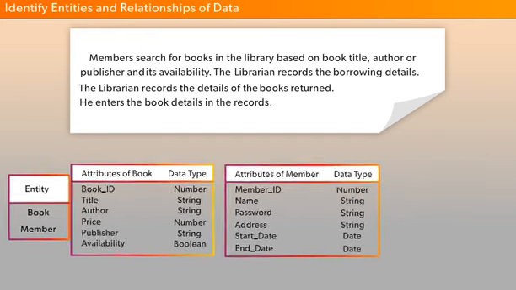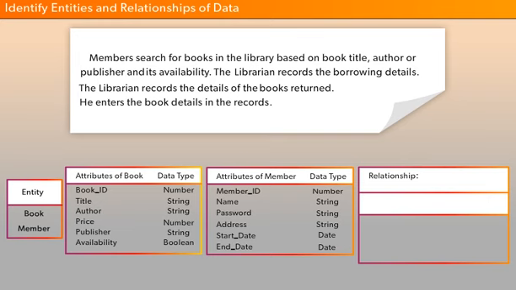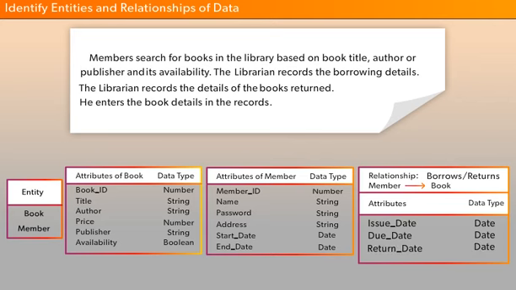An activity involved in the process is a member borrows or returns books. The action verb borrows or returns acts as the relationship that exists between a member and book. For borrowing or returning a book, the following attributes are required to be stored: issue date, due date, and return date. Hence, they are marked as attributes for the relationship borrows or returns.